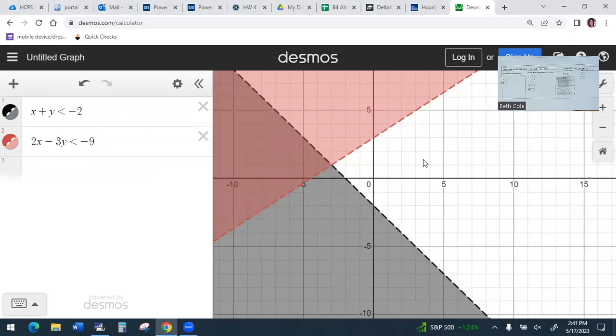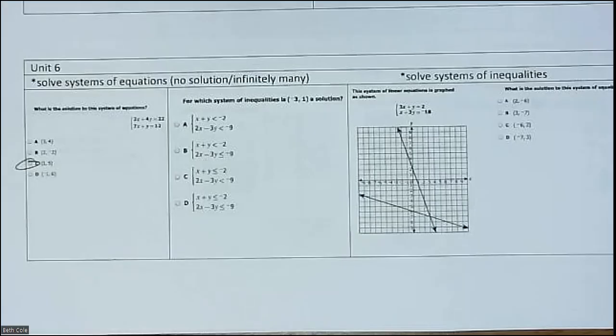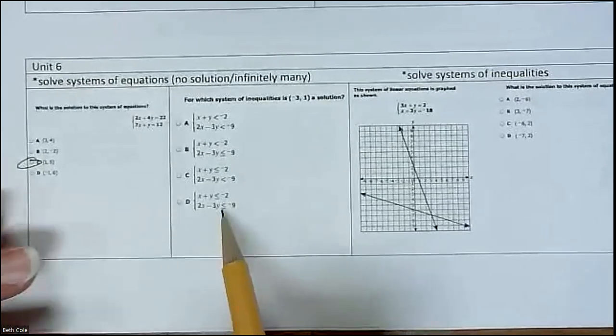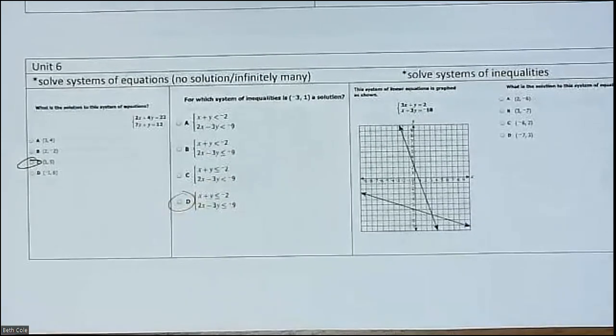What point is it that they're asking us to look at? Negative 3, 1. Everybody look. Do you see how negative 3, 1 is the intersection? That point will only be included if both the lines are solid. If they're dotted, we're not including it. So I need both lines to be solid. So look at the choices. Which is the only one that has both of them solid? D. See how they both have the line underneath? So that's going to have to be your answer.